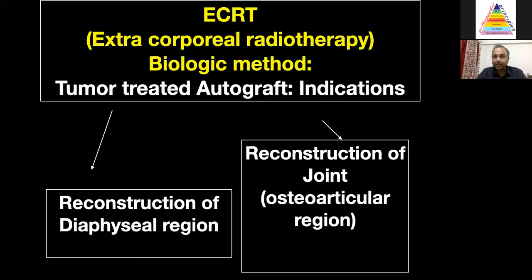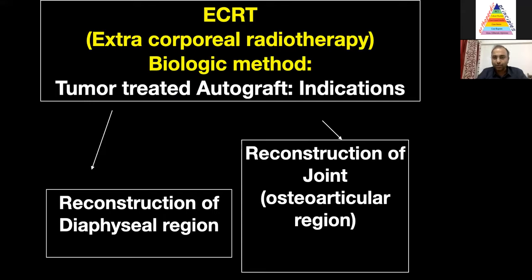Next, what are the indications? It can be used for reconstruction of a defect after removal of a tumor in the diaphyseal region of the humerus, tibia, or femur, or it can be used for osteoarticular reconstruction. For example, if we are resecting the scapula, we can replace it back after ECRT, or the proximal or distal radius, or proximal tibia or distal femur. It is also described for pelvic bone tumors. Here we will be discussing both reconstruction options.